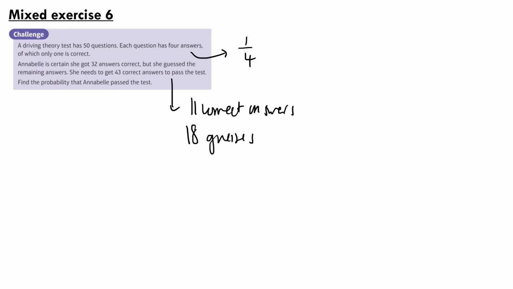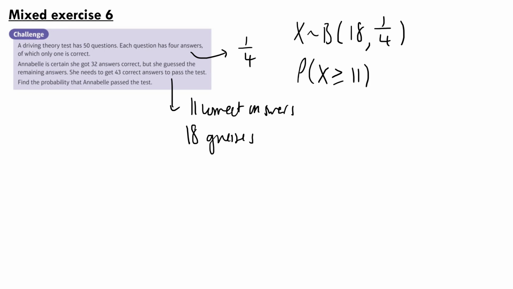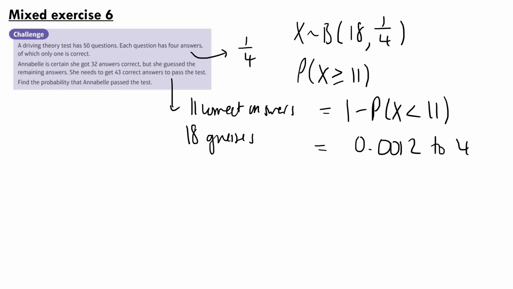Each guess has a 1 in 4 chance of being correct, and we can model this using a binomial distribution. So we have that X is binomially distributed with the number of trials 18, and the probability of it being correct 1 in 4. And now we're trying to find the probability that X is greater than or equal to 11, because we need 11 correct answers. And using your calculator, you can do 1 minus the probability that X is less than 11, and that is equal to 0.0012 to 4 decimal places.